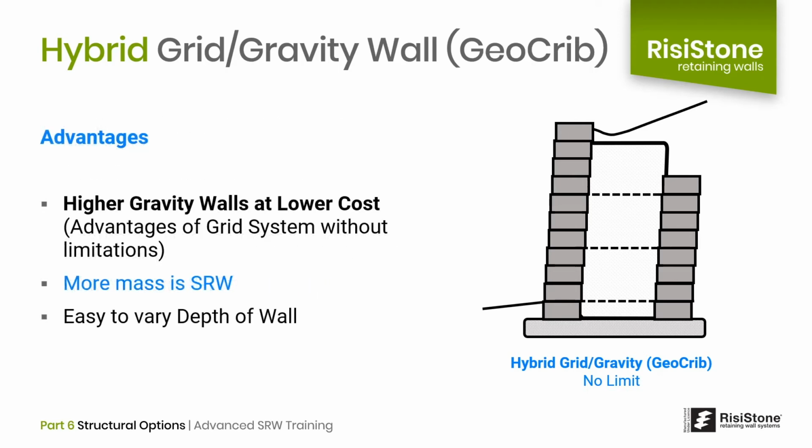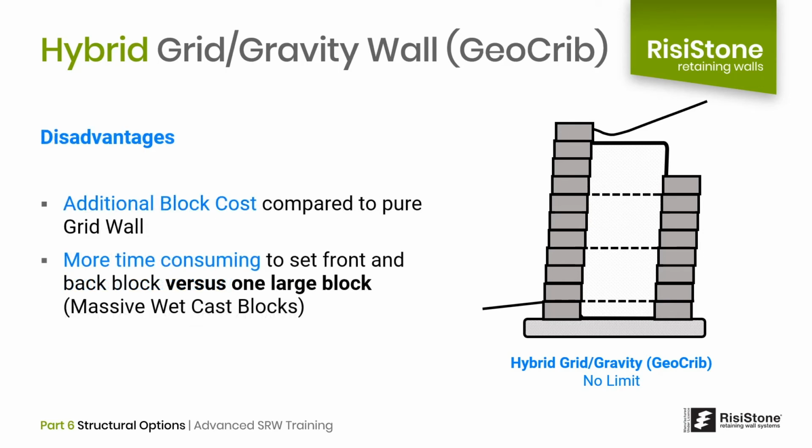The advantages of the hybrid gravity wall include higher gravity walls at a lower cost. More of the mass is created with SRW units, and it's very easy to create a custom wall depth. Unlike a traditional crib system where the tiebacks are made of concrete and they are a set depth, we can easily modify the geogrid length to create the optimal depth we need.